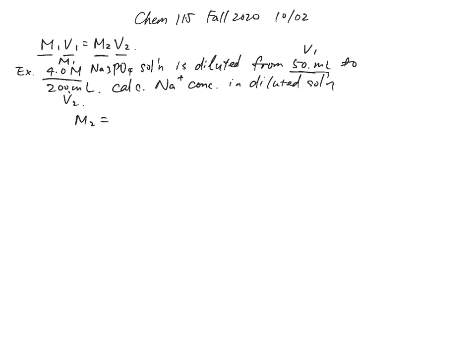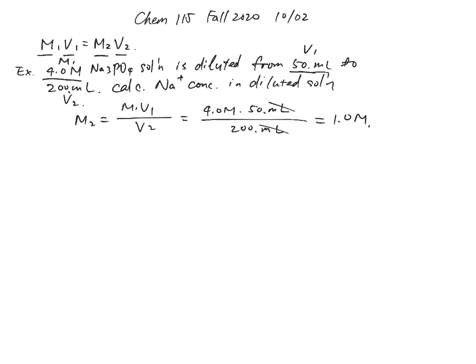M2 should equal M1V1 over V2, so 4.0 molar times 50 milliliter. You can turn the 50 milliliter into liter because molarity has the liter unit in it, but in dilution calculations you can also keep it in milliliter. Why? Because if you put both of the volumes in, you can see the milliliter unit cancels anyway, and you would be left with molar concentration. Keeping 2 sig figs gives you 1.0 molar.